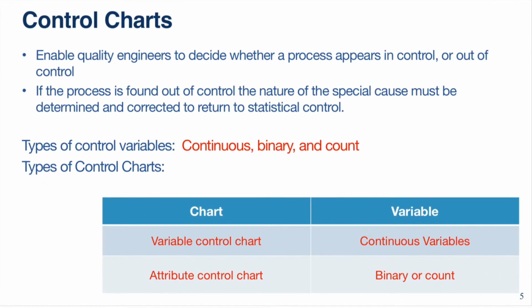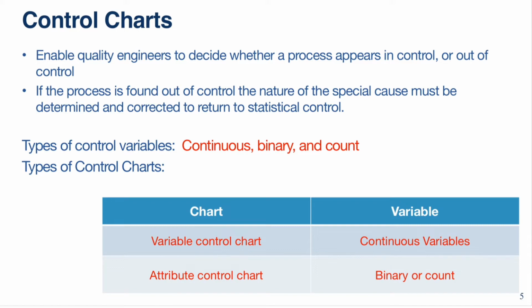Now, we have different ways of monitoring the system and identifying if the cause is a common cause or a special cause. Control charts enable quality engineers to decide whether a process appears in control or out of control. If the process is found out of control, the nature of the special cause must be determined and corrected to return to statistical control. So we have to identify if it was the door that was open or if the material is faulty. We have to identify what the cause was and correct it.